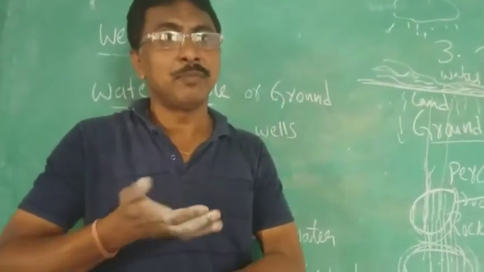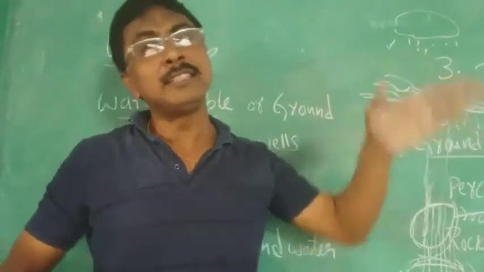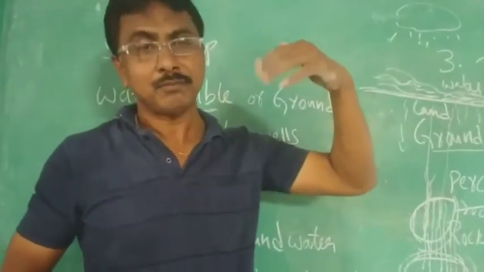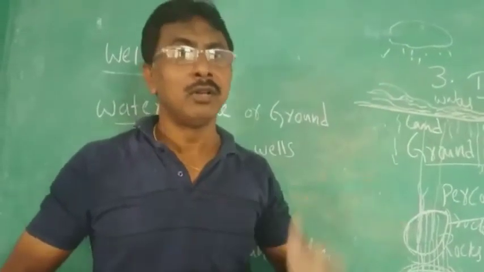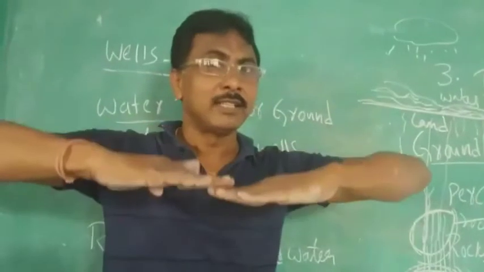So that is about that one. That is about groundwater. That is called recharging. In the rainy season, water is recharged. After the rainy season, the water will not fall. So we are going on extracting the water. Ground water level decreases.